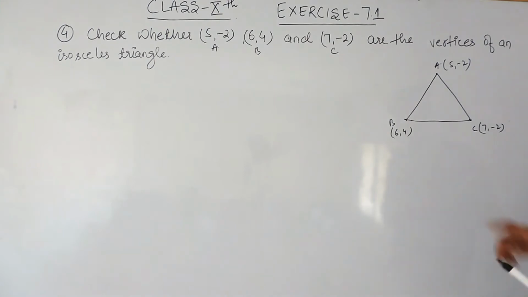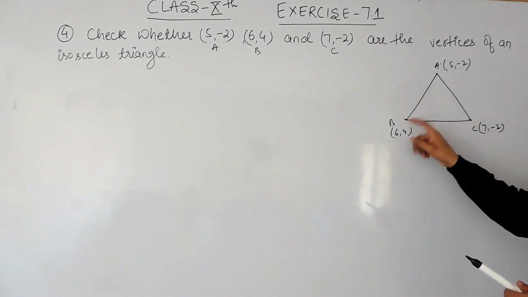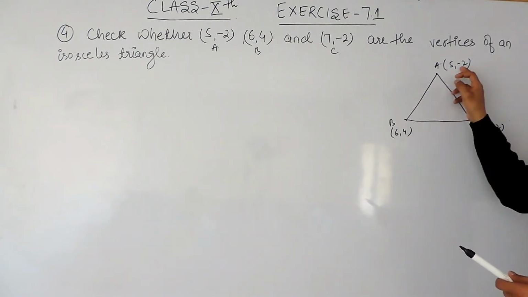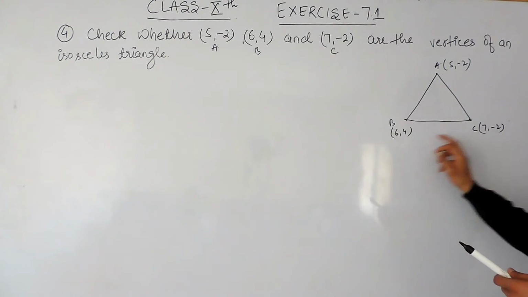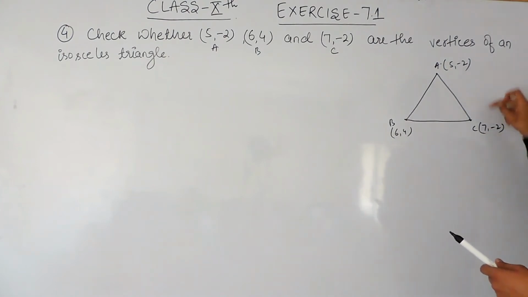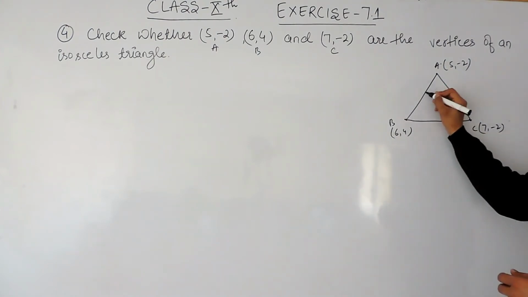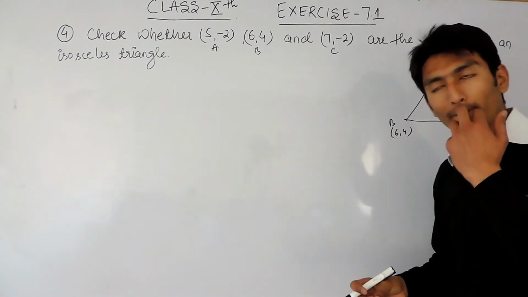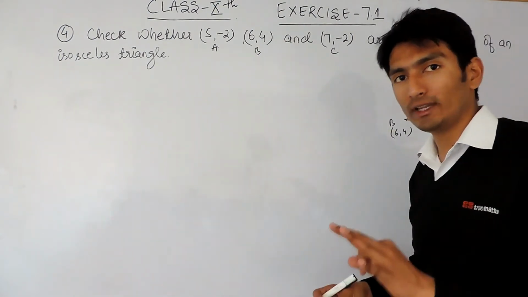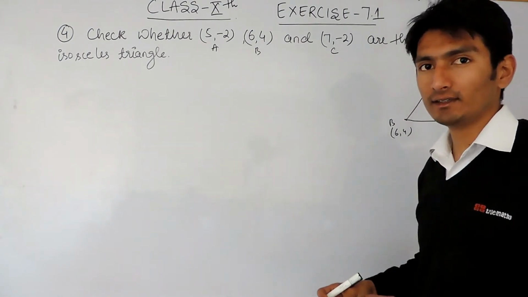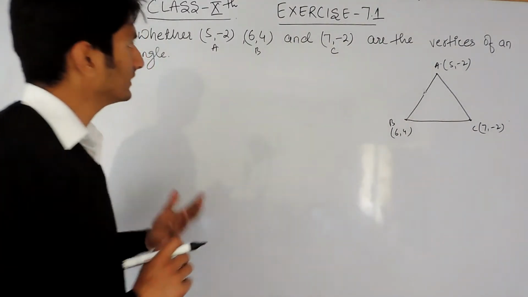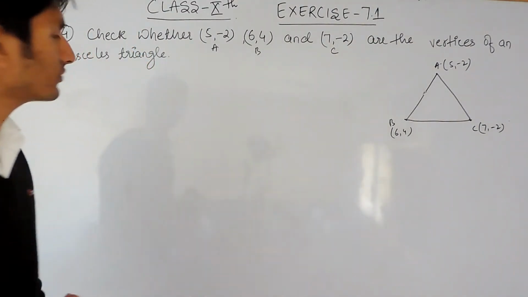Now, if you want to find this side, again you have to use the distance formula and find the distance between these 2 points. Similarly, you have to find the distance between these 2 points, and similarly between these 2 points. And if 2 sides are equal, then this will be an isosceles triangle. In the previous video, you had to prove that 3 points were collinear. In that case, they weren't. So here, let's prove whether these 3 points are the vertices of an isosceles triangle or not.